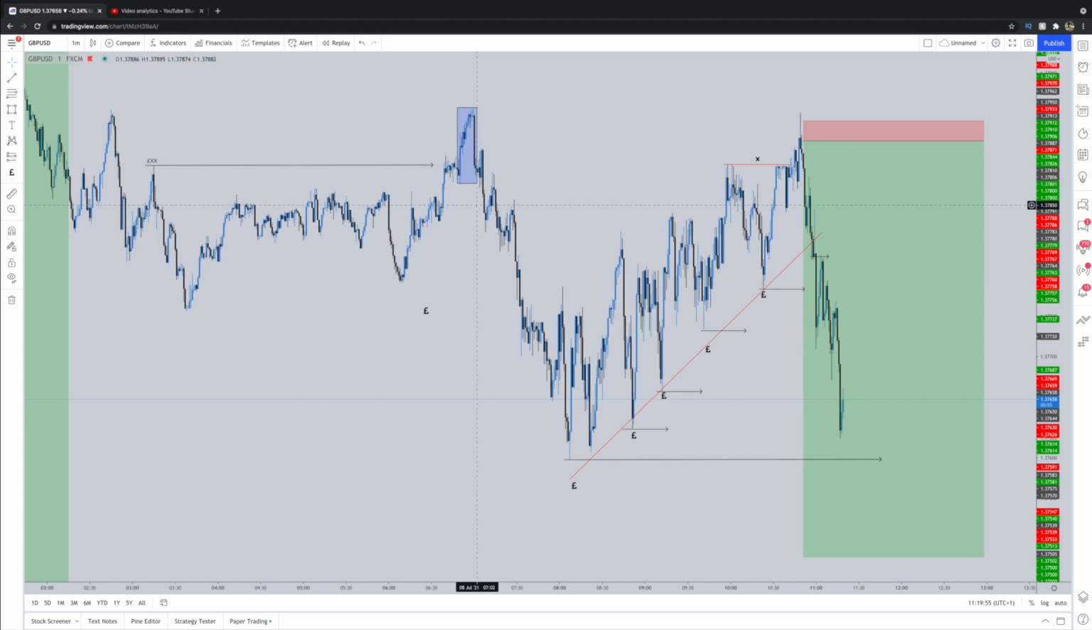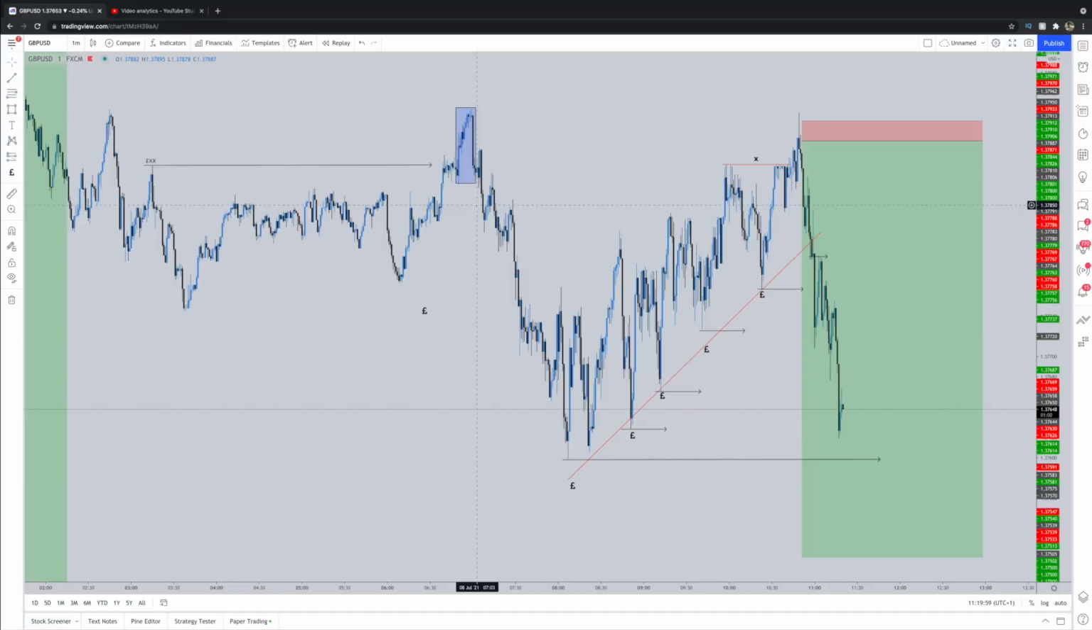But I just wanted you guys to see when trend lines actually work. Because more needs to go into it. More things need to line up. You need to be able to read what's going on here.